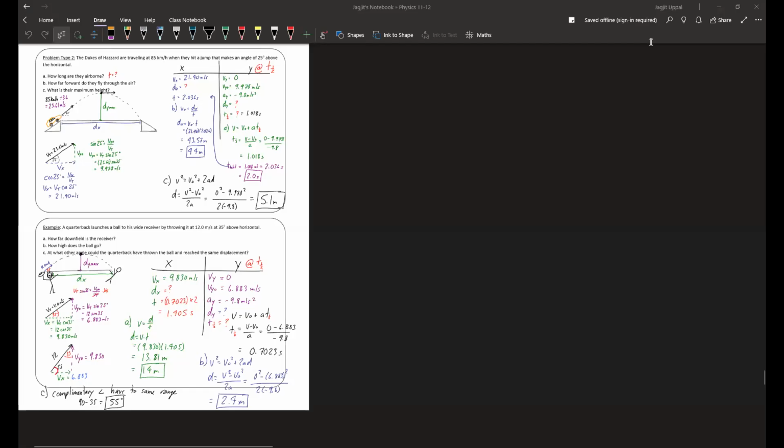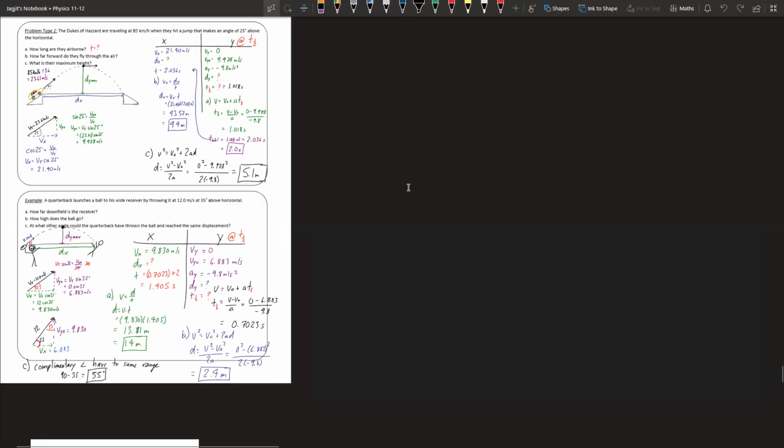All right, guys. So let's start off with a projectile question. We're going to start off with a super simple question. The question says that you kick a ball. We're just going to reword this question a bit. You kick the ball at a speed of 85 km per hour.